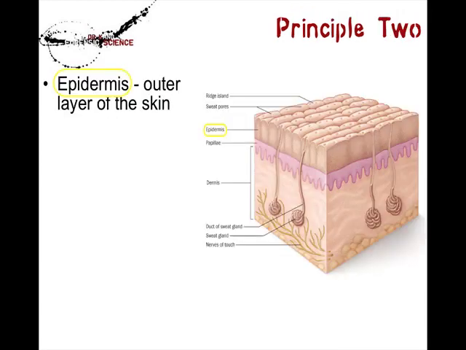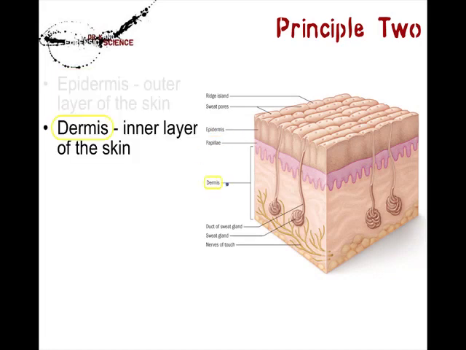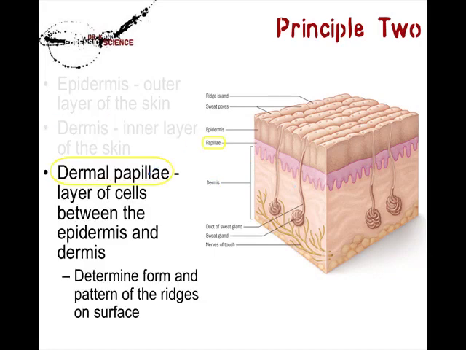Principle 2. Our fingerprints are determined and cannot be changed throughout our lifetime. So, a little anatomy. We have the outer layer of our skin, which is known as the epidermis, and then we have our inner layer of our skin, which is known as the dermis, and then right in the middle is the dermal papillae, which is a layer of cells between the epidermis and the dermis. And this is the layer of skin that determines the form and pattern of the friction skin ridges. And so this is the layer that determines our fingerprint.